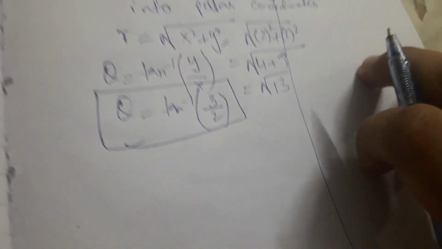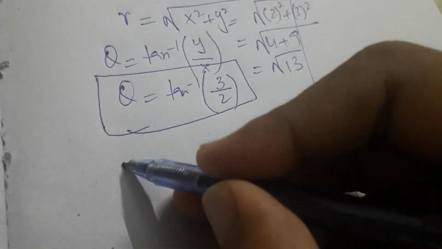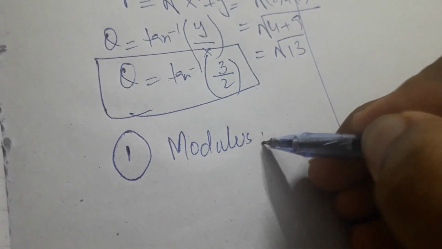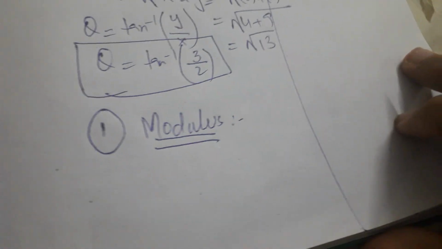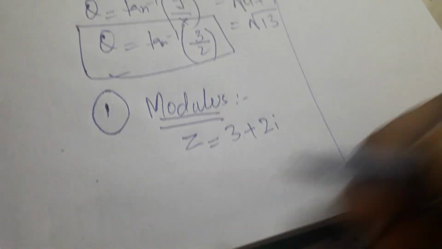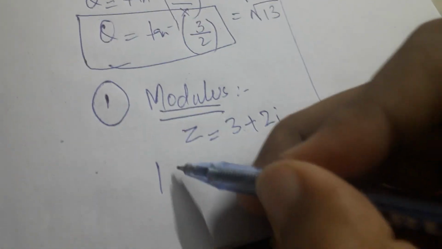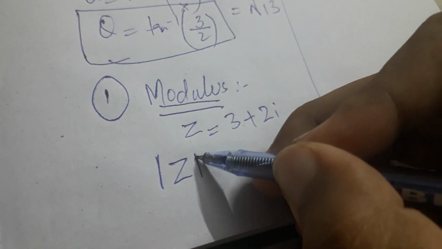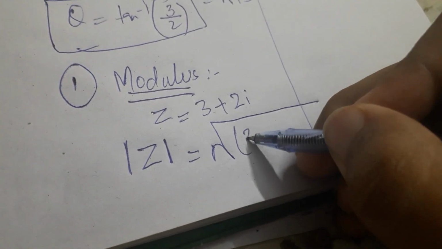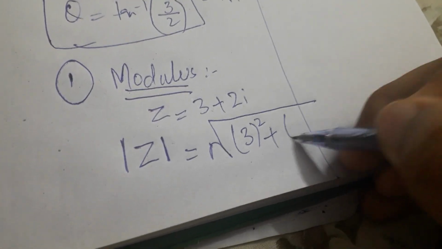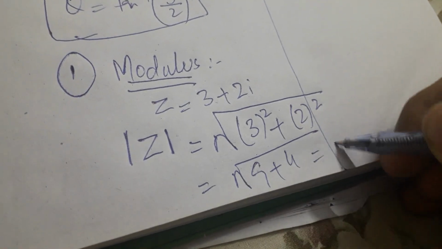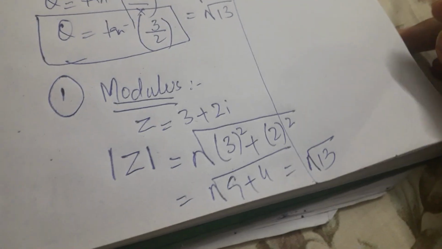Now moving towards the two important concepts, which are modulus and conjugate. Let's suppose there is 3 plus 2 iota. If we want to calculate the modulus, this is the sign of the modulus. We put under root real square plus imaginary square, 9 plus 4, under root 13. This is called the modulus.